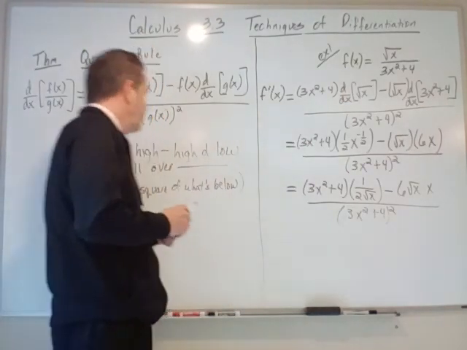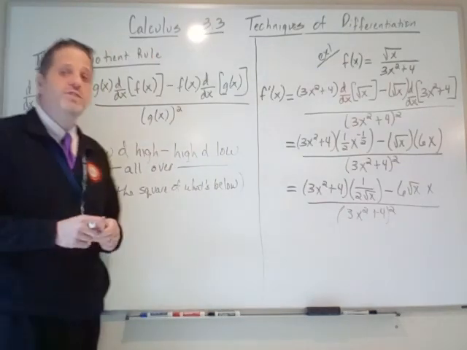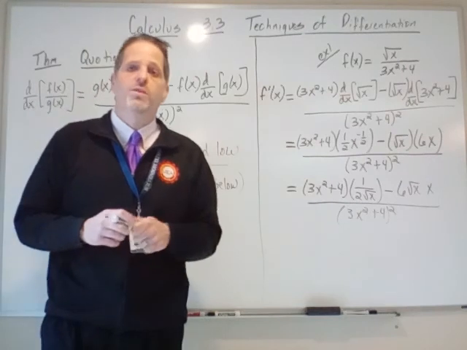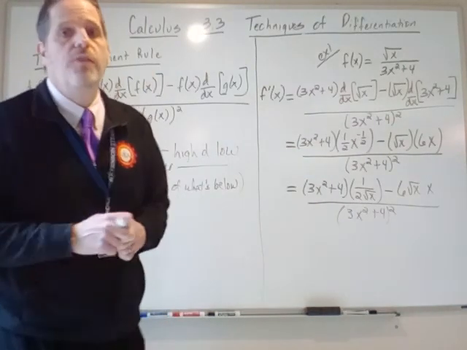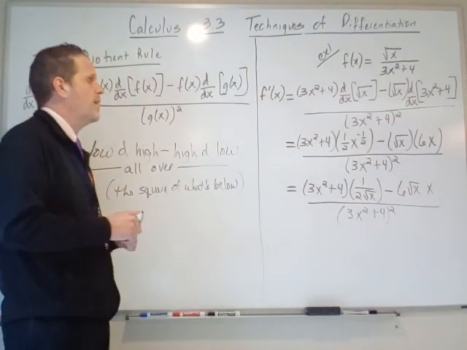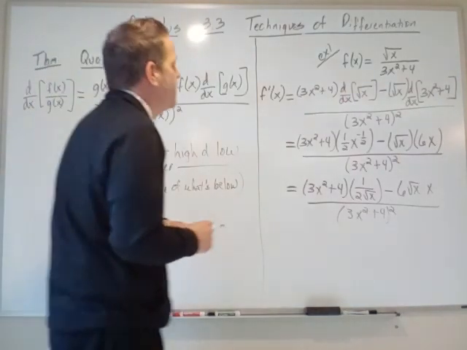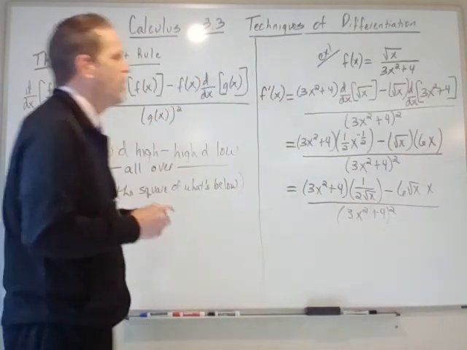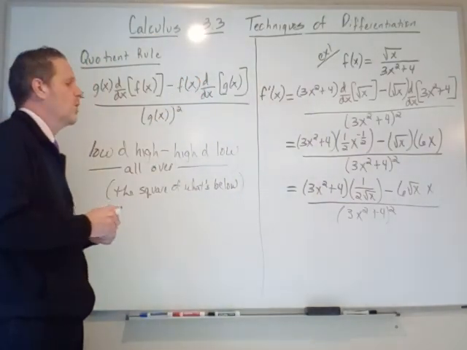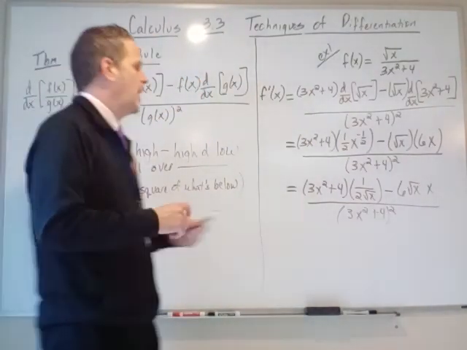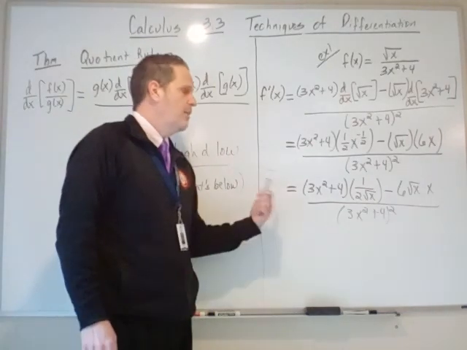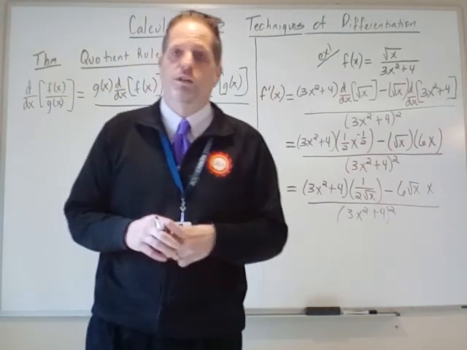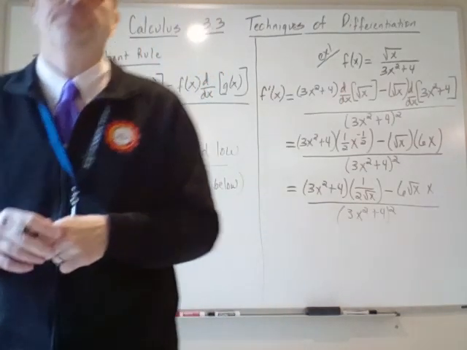Which was, again, low d high minus high d low all over the square of what's below. That's the quotient rule. We just put that to work and found the derivative of f of x equals the square root of x over the quantity 3x squared plus 4. Here's my derivative, and again, we could clean that up, collect some like terms, but usually we would keep that as is with the quotient rule in calculus.